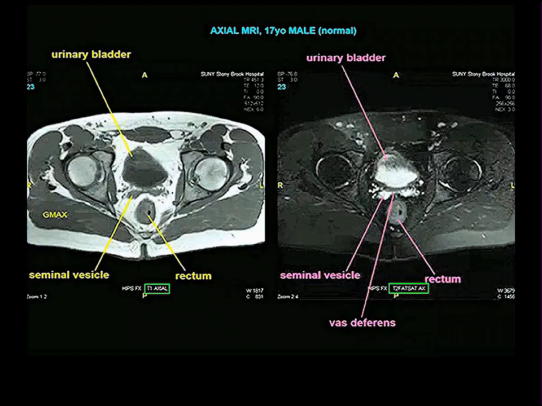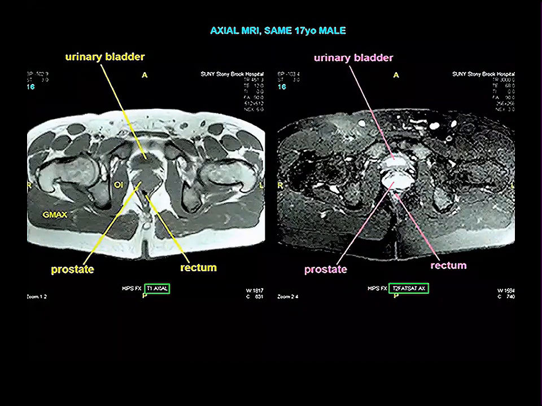Yeah, look at that. See that little white dot there and a little white dot there? Those are the lumens of the vas deferens. So you can see them beautifully in T2. Here is the prostate, also lights up in a T2 weighted. I don't know particularly why, but it does.